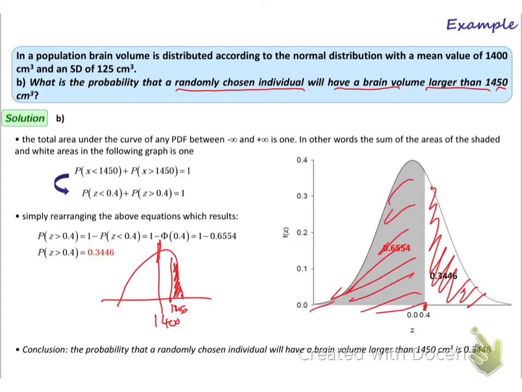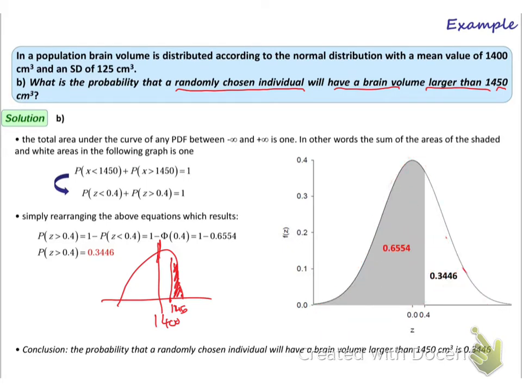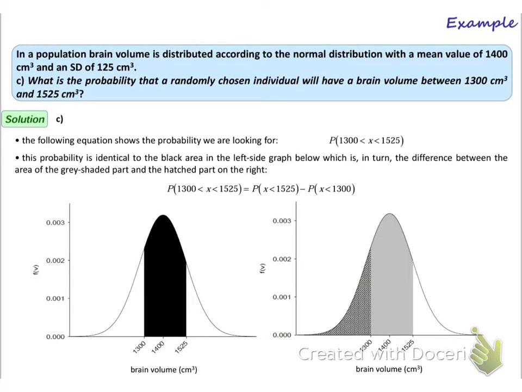The total probability under this graph equals 1. So I have to say 1 minus the probability which I have got here. What is the probability which I have got for up to 0.4, from minus infinity up to 0.4, all this area? It was 0.6554.